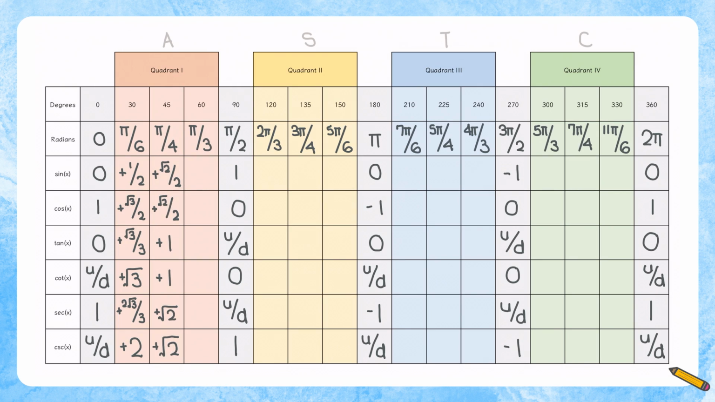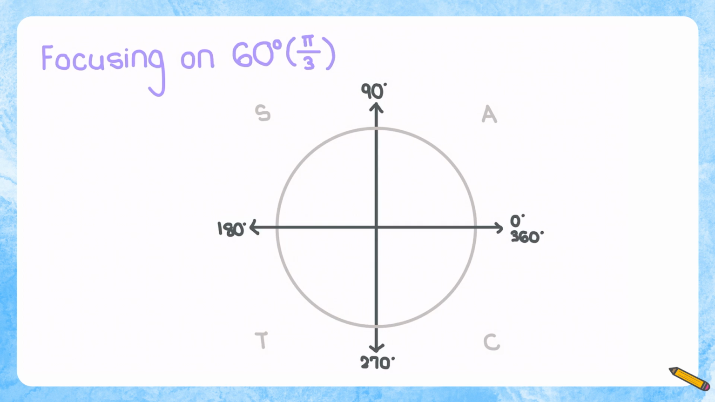And now let's focus on the last angle in quadrant 1, so 60 degrees or pi over 3 radians. We're going to start off by creating our reference triangle. So 60 degrees, probably somewhere around here. You don't have to be 100% accurate. Just be able to sketch your reference triangle. We have a 60-degree angle right here, which leads to this reference triangle.